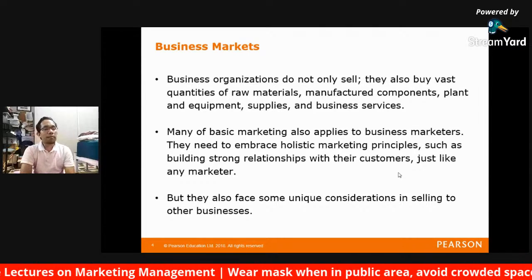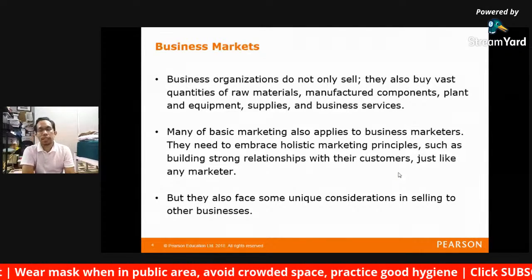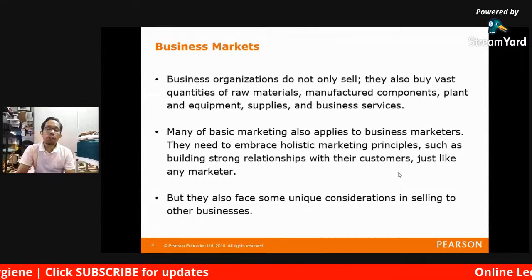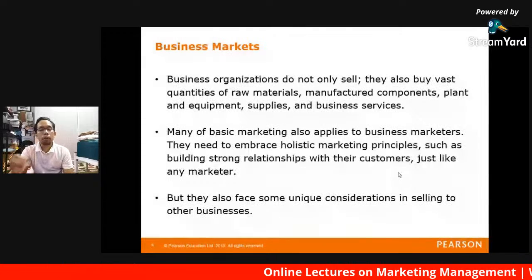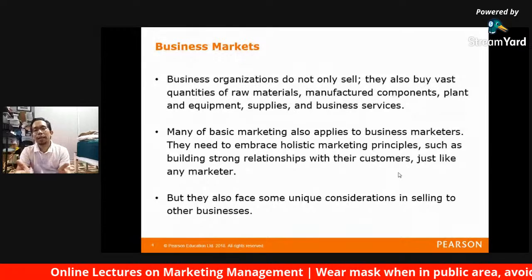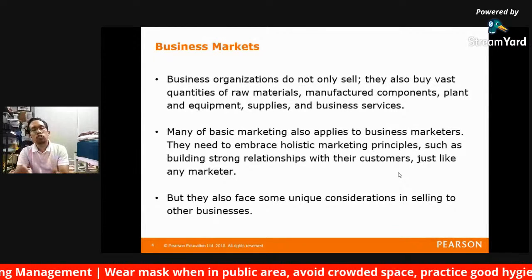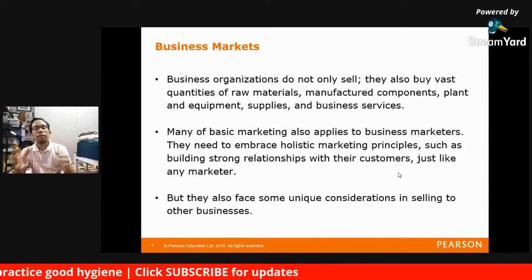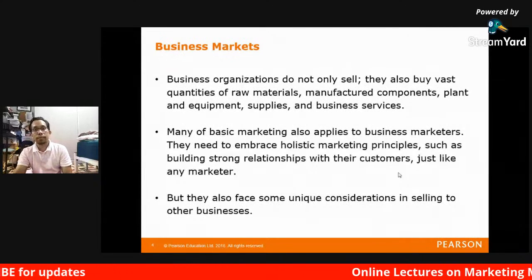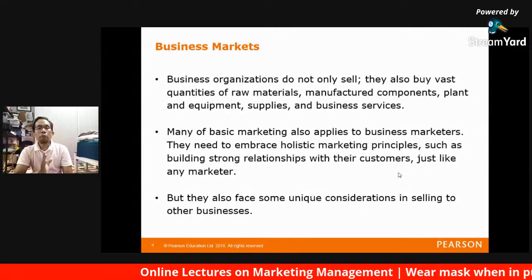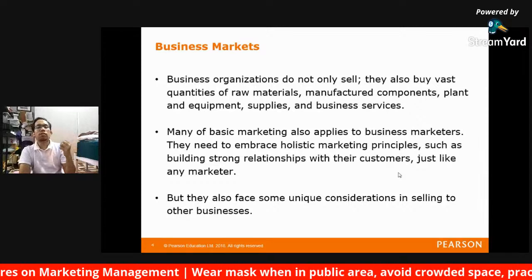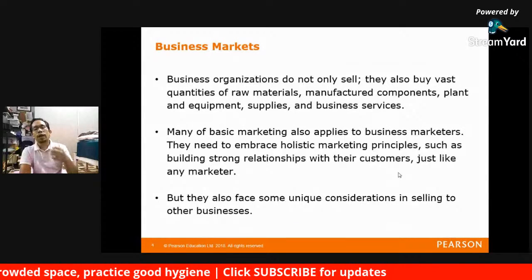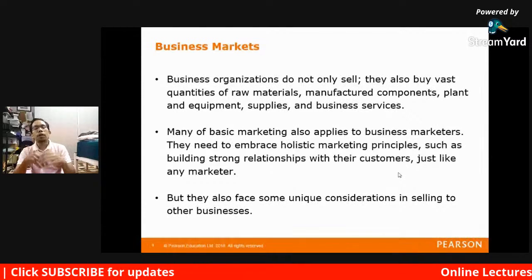But they also face some unique considerations in selling to other businesses. Some considerations we will discuss bit by bit, because I'm also involved in business. I'm not just talking about the marketing aspect or lecturing about this part only, but I'm also practicing it. By having a business, establishing new ventures in retailing, I also buy a product for the purpose of selling back to the end market. I'm the retailer. So how the manufacturer takes care of our relationship is very important. The way they communicate and the negotiation between me and them will determine how the relationship will be.